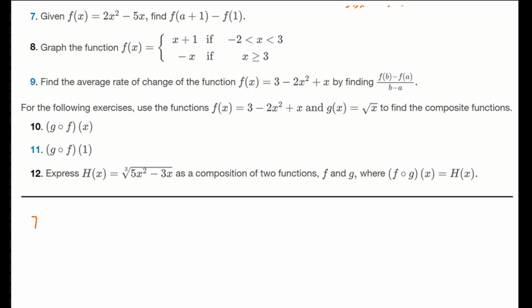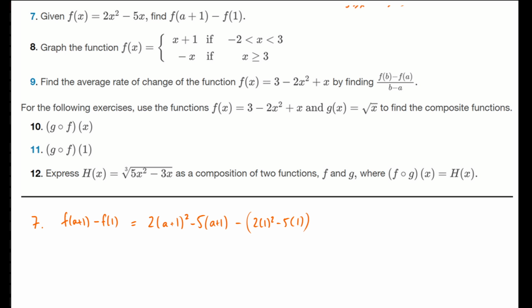So for 7, what we're going to do is plug in a plus 1. So we're going to do f of a plus 1 minus f of 1. So we're going to put a plus 1 in for all of our x's. So 2 times (a plus 1) squared minus 5 times (a plus 1). And then we're going to subtract the same thing where we're putting 1 in for x. This is 2 times 1 squared minus 5 times 1.